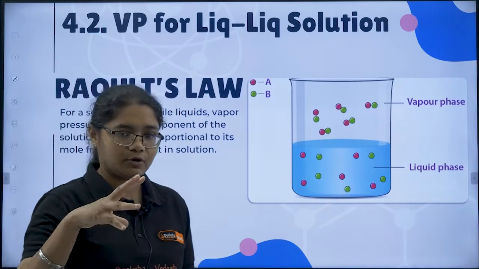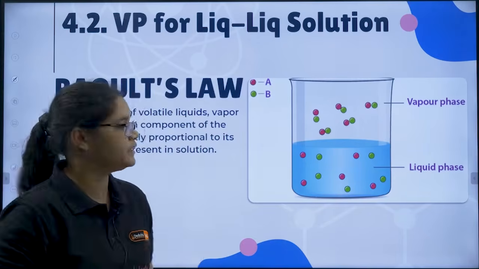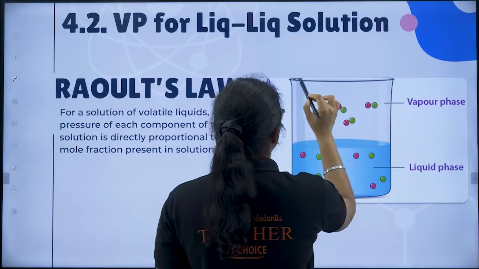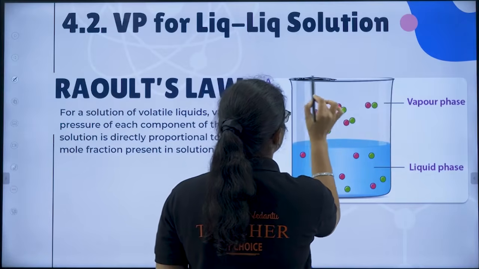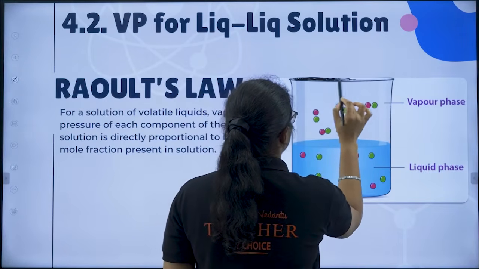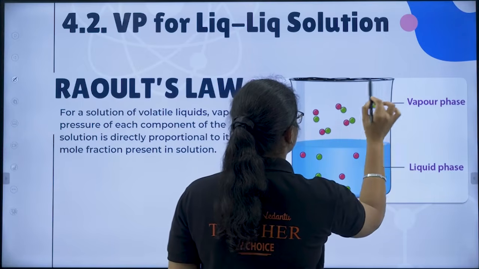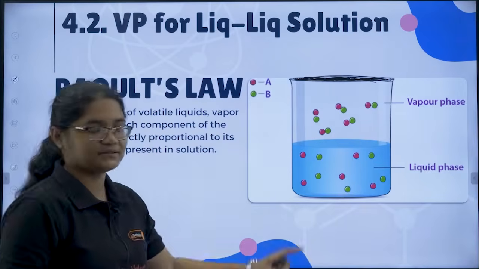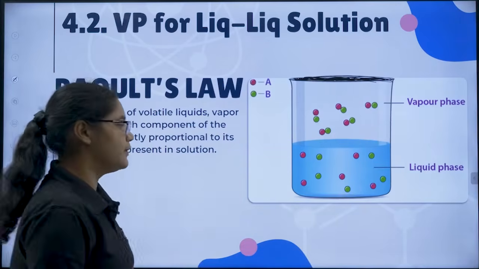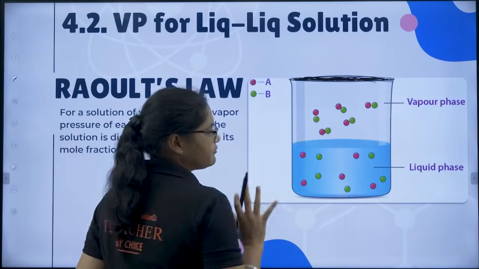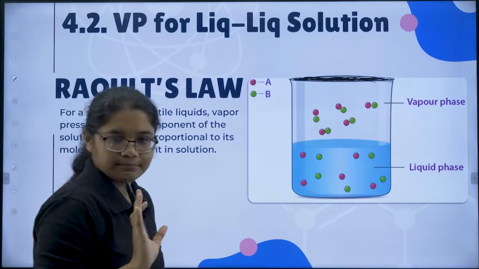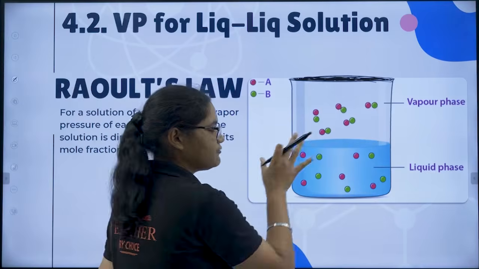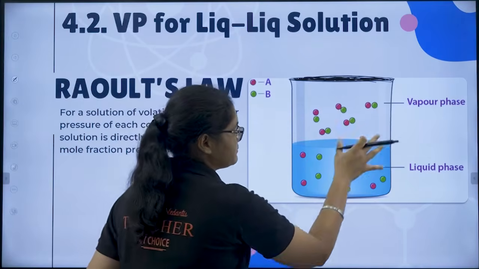So vapor pressure, or the pressure due to A, will also be created. And let me apply one more condition here: this is a closed container, so molecules cannot escape. Please mention this, it's a closed container. Now there will be vapors of A and vapors of B, so the pressure due to vapors of A will be there, and the pressure due to vapors of B will be there.